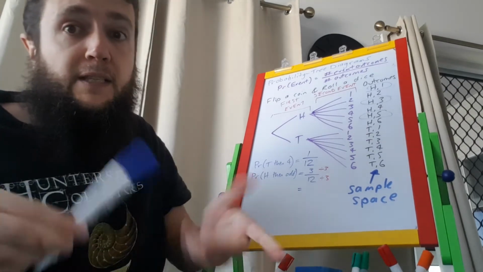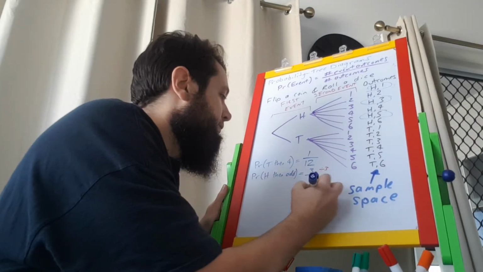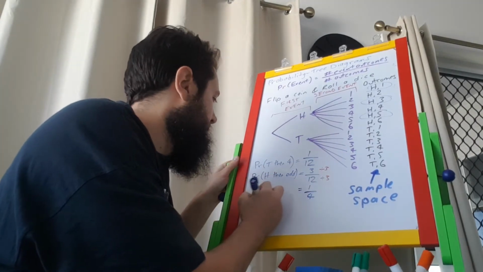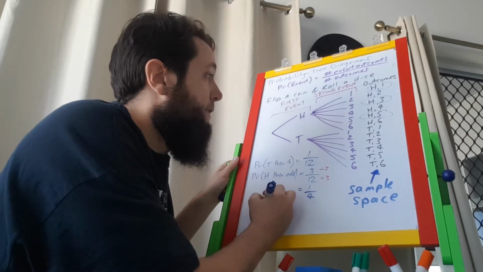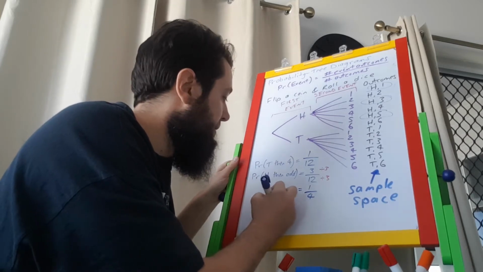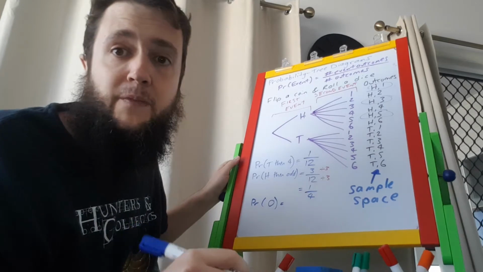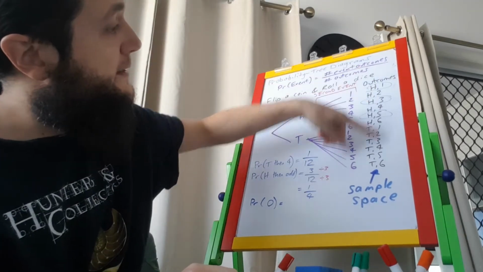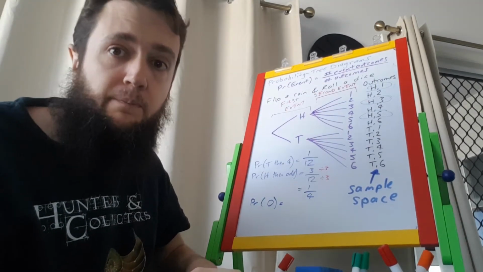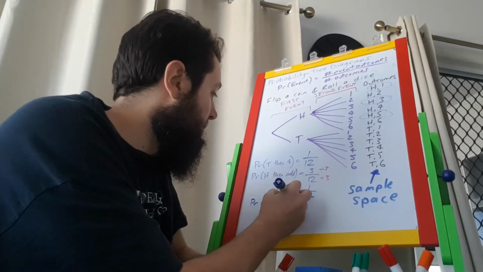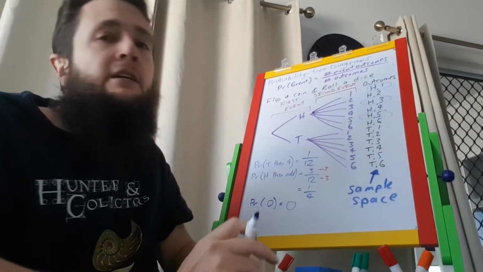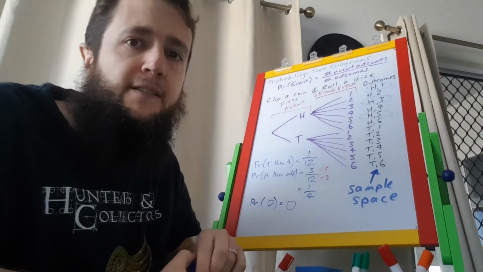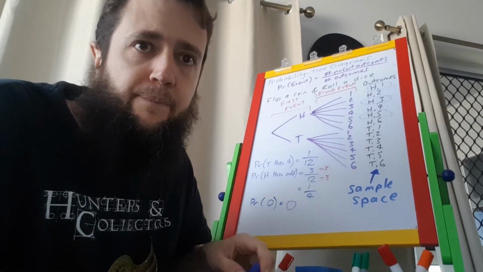All right, it's one quarter. The probability of rolling a zero on your dice. How many outcomes there involve rolling a zero? None of them. So the probability of rolling a zero would simply be zero. And so on. We can do questions exactly the same as what we did yesterday.